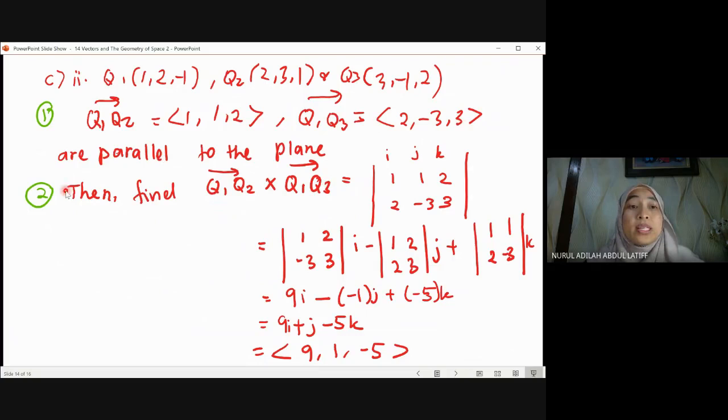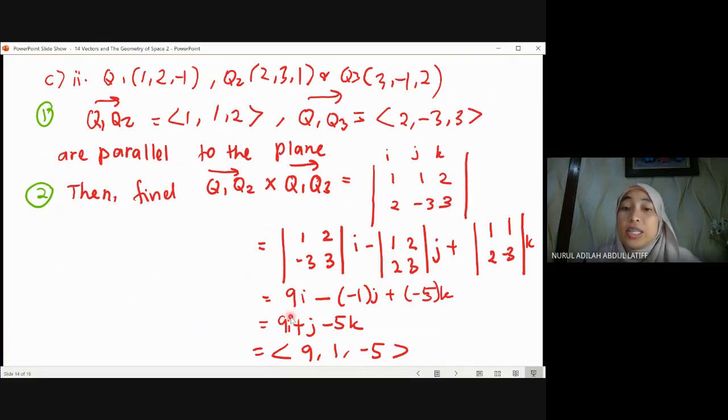So you get 2, negative 3, 3. Now the second step is to find Q1Q2 cross product with Q1Q3, which equals 1, 1, 2 and 2, negative 3, 3. So i, j, k, 1, 1, 2, 2, negative 3, 3. Remember to find the determinant. Okay, matrices, you still remember that?